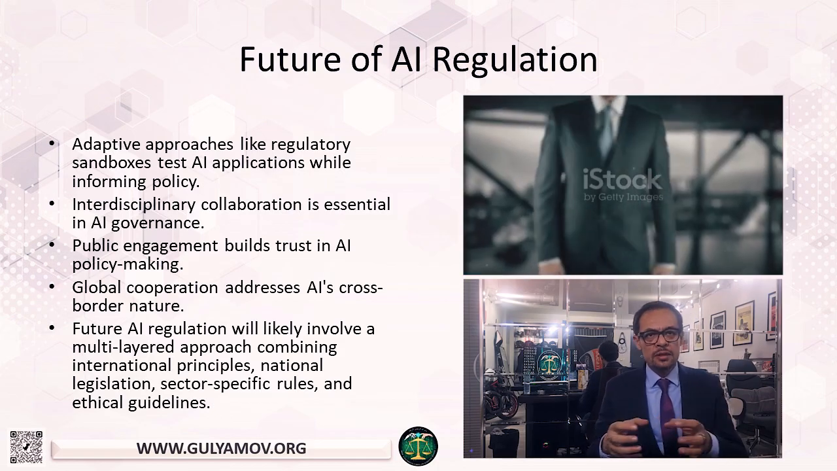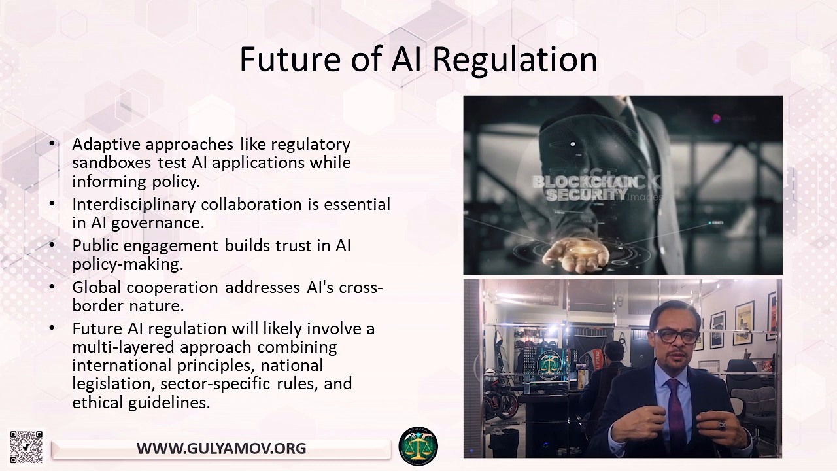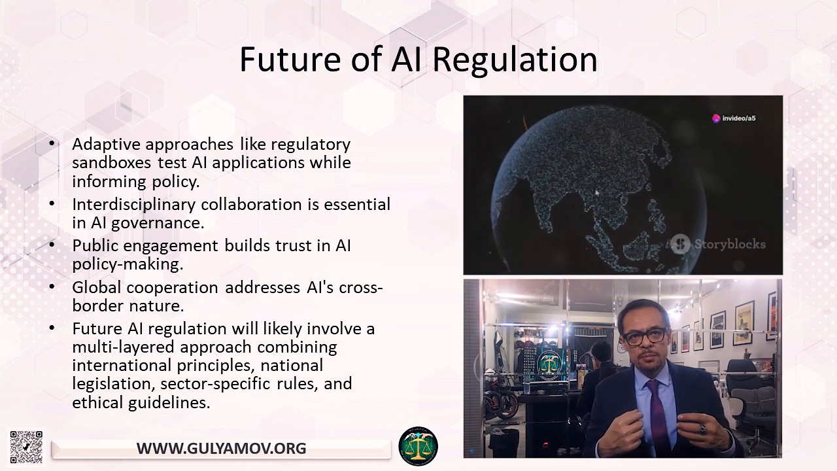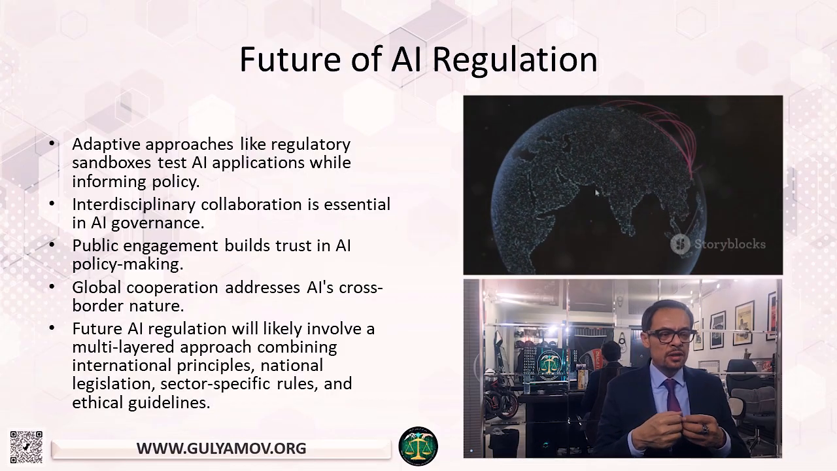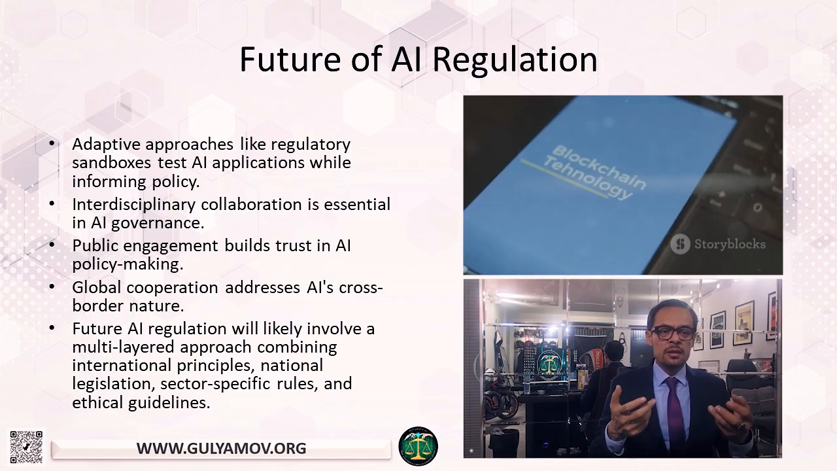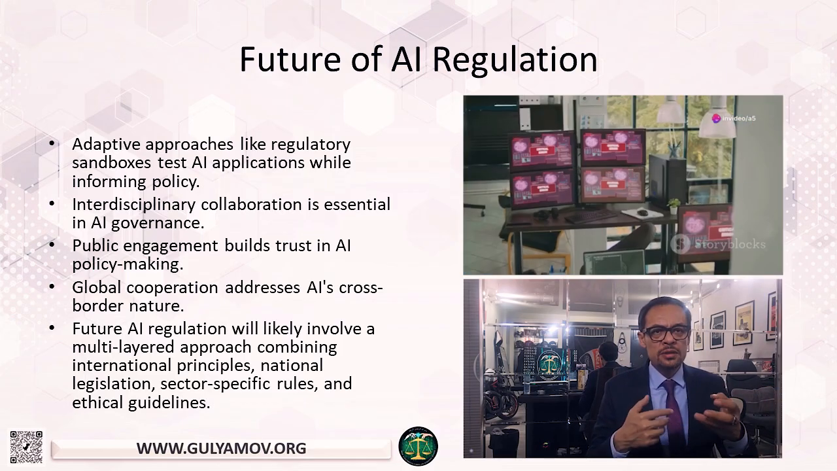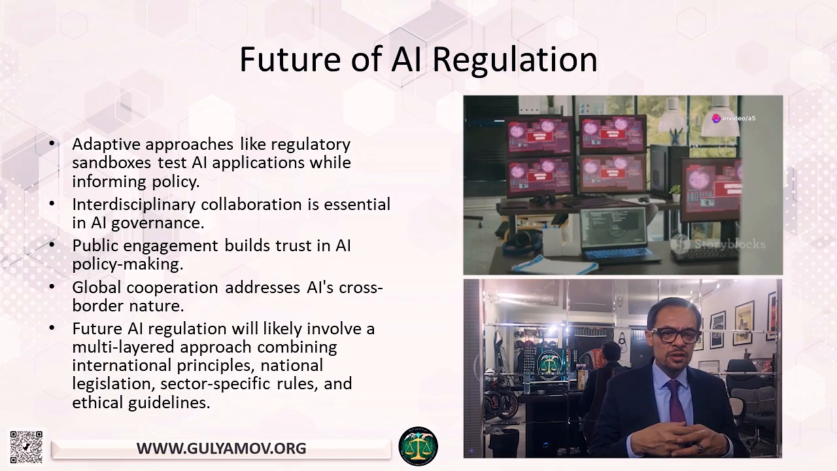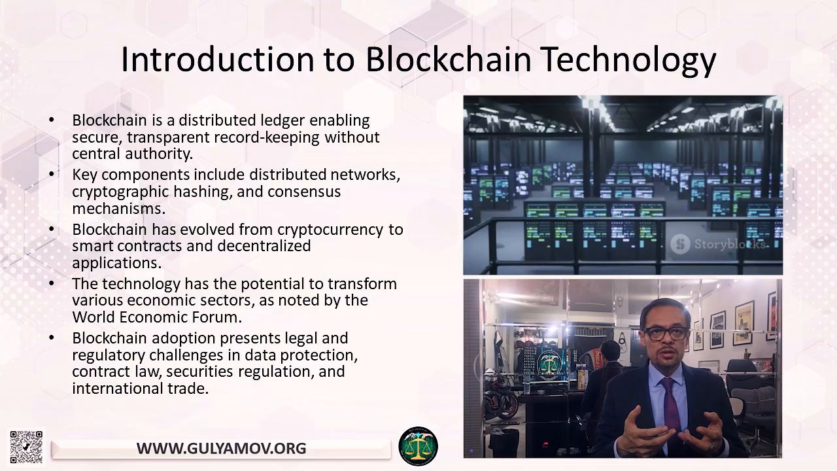As AI's impact continues to grow, addressing challenges like labor market disruptions and algorithmic bias will remain at the forefront of regulatory efforts. The future regulatory landscape will likely involve a multi-layered approach, combining international principles, national legislation, sector-specific rules, and ethical guidelines. This comprehensive framework must remain adaptable to AI's rapid evolution. Blockchain technology: essence, application areas, and legal issues of use.